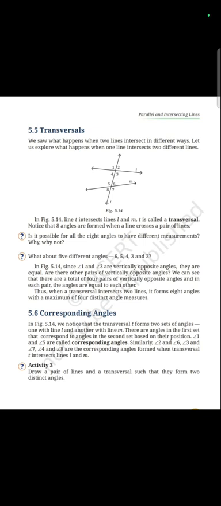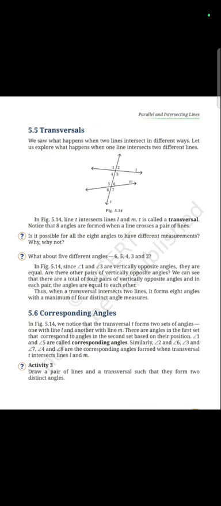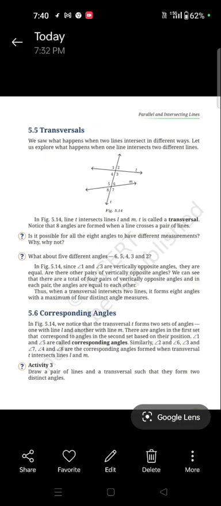The transversal T forms two sets of angles, okay? So when a line intersects two lines, the third line is known as the transversal, and when this line falls on these two lines, it makes certain angles, as you can see 1, 2, 3, 4, these are the different angles, and similarly 5, 6, 7 and 8, these angles are also formed.